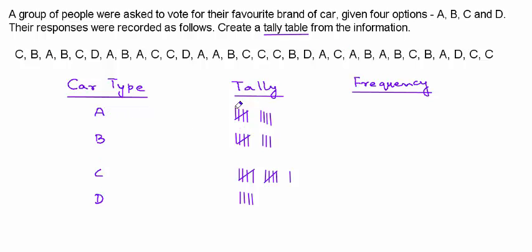For car A, we have a group of 5 here and 4 here. So the frequency for car A is 9. For car type B, we have a 5 here and 3 here. That's 8. And similarly for C, it's a 5 plus 5 plus 1. That's 11. And finally for D, it's only 4.